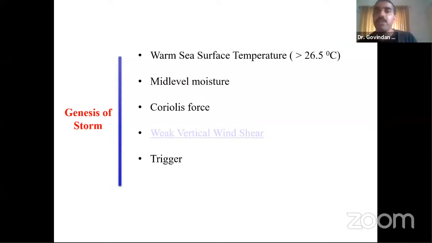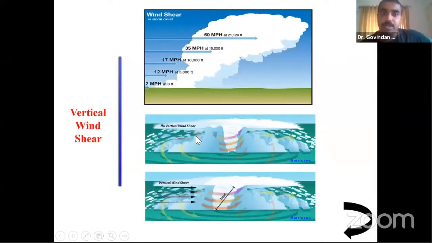That alone is not enough. We need to have mid-level moisture. It is not enough for only the lower level of the atmosphere to be moist. You will have to have mid-level moisture. That means the 3 to 5 kilometer levels should also have enough moisture for the formation of a tropical cyclone. Then Coriolis force, as I mentioned before, is one important thing responsible for the formation of a tropical cyclone. Then there is something we call weak vertical wind shear. What weak vertical wind shear means, let's see in this figure.